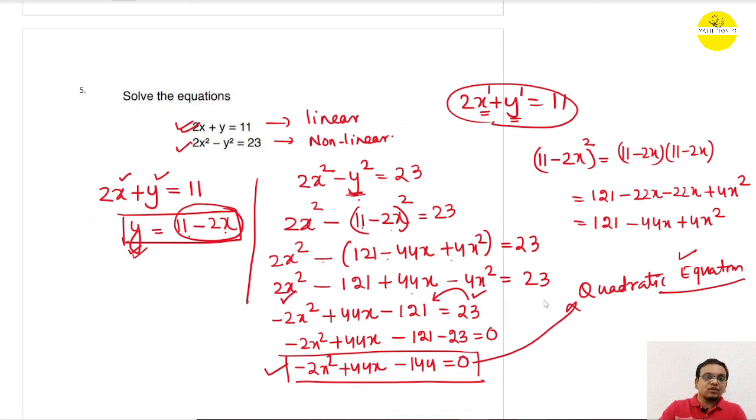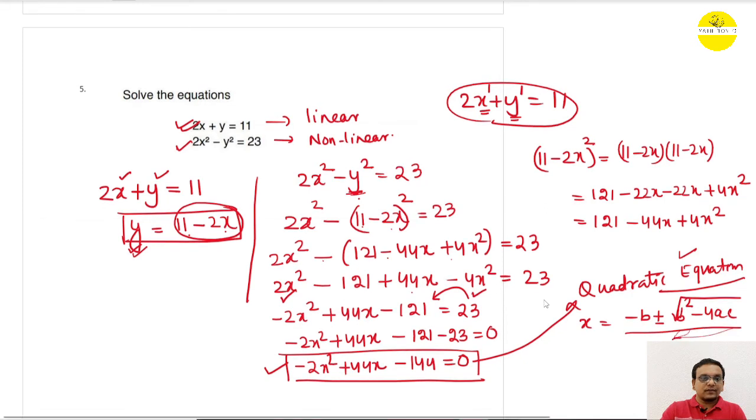And better we should use this formula, that is, the value of x I'm going to get like this: minus b plus or minus the square root of b squared minus 4ac, over 2a. Got it? So one for plus and one for minus. In this equation, what is the value of a, b and c? Negative 2 is a, b we have 44 and c we have negative 144.